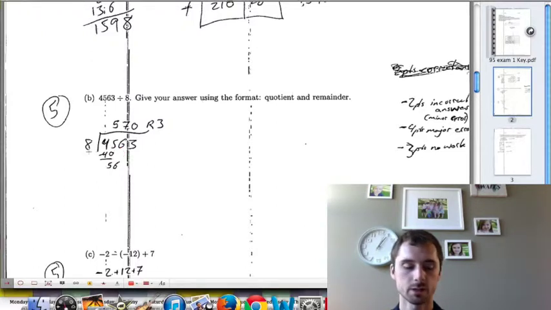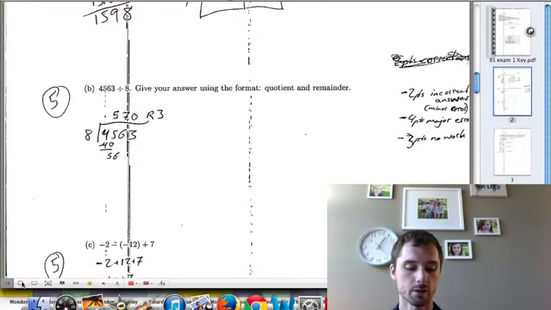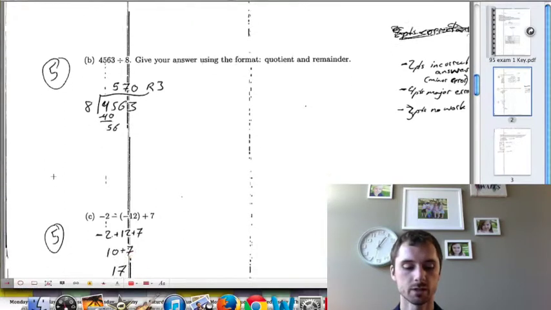We're going to drop the 6 down from the tens place, so now we have 56. Well, 8 goes into 56 7 times exactly, so we have the 56 subtracted from 56, and that gives us 0. So then we have 0, we drop the 3 from the ones place, now we have 3, 8 doesn't go into 3, so that's why we're at 570, but we have that 3 remainder. And since we're asked to put it in quotient and remainder form, we have 570 remainder 3.